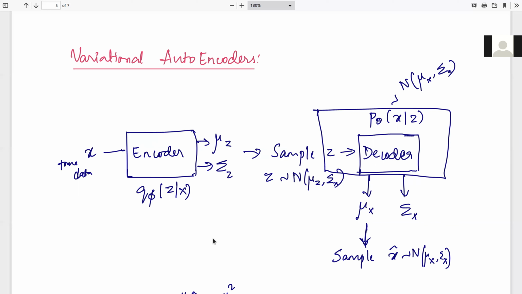The architecture, however, will be very similar to what we have for autoencoders. We will have an encoder component and a decoder component, similar to the autoencoder.